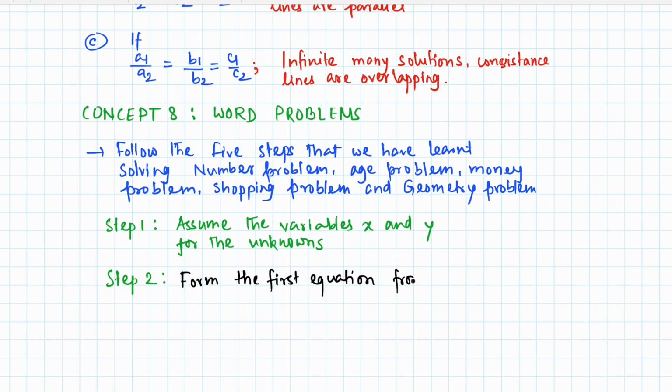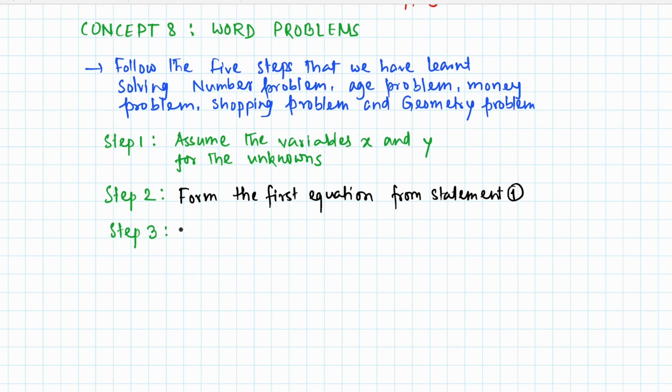For example, in case of age problem, it is the age. In case of money, it is the number of notes. In case of the shopping, it is again the price of the commodities. In case of the geometrical problems, they are all the dimensions of the figures.